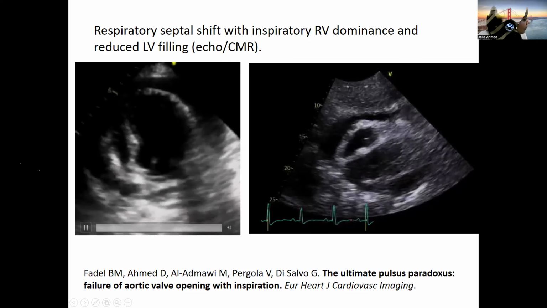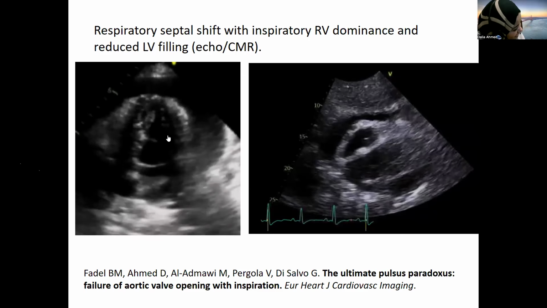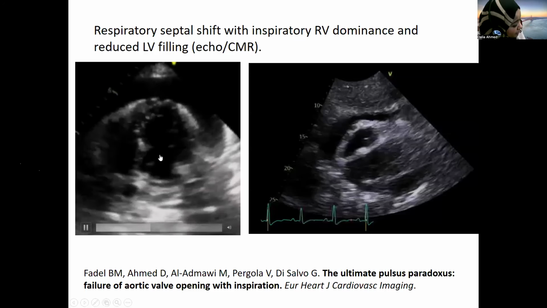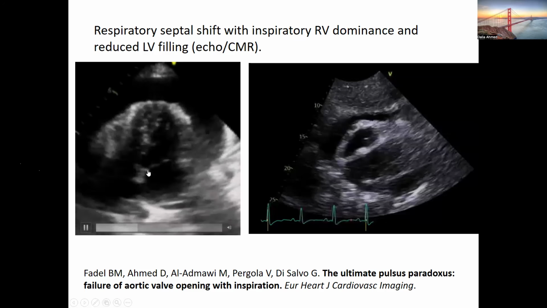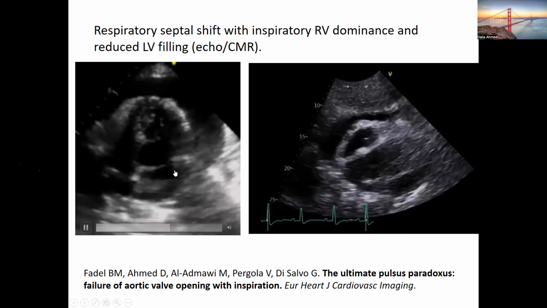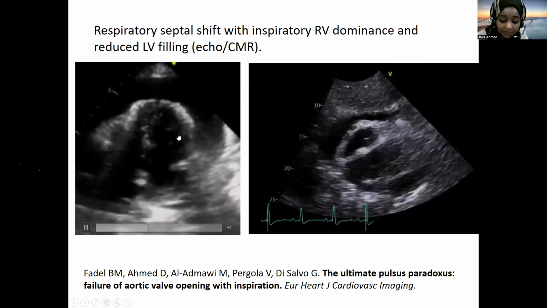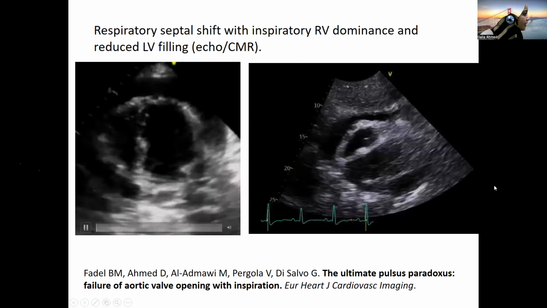As we said, during inspiration it moves to the left side, the right ventricle gets bigger, the left ventricle gets smaller, tricuspid inflow velocity increases, mitral inflow velocity decreases. During expiration the septum moves to the right side, the tricuspid inflow decreases, mitral inflow increases, and left ventricular size gets bigger. Okay, this is called exaggerated ventricular interdependence.